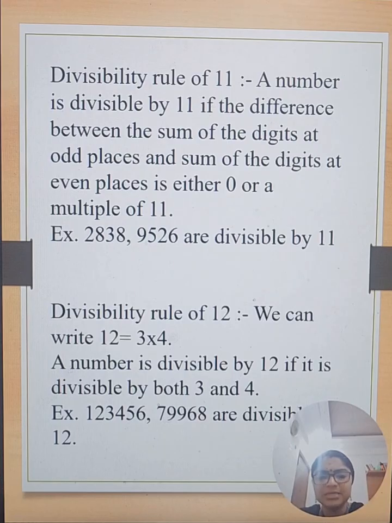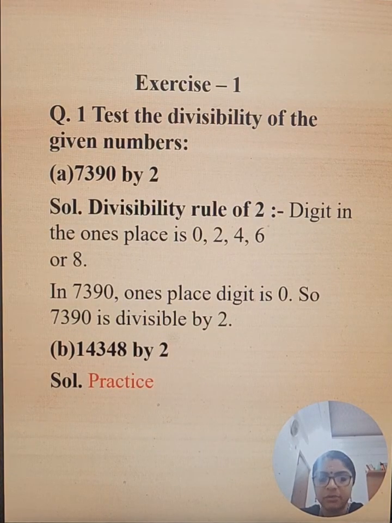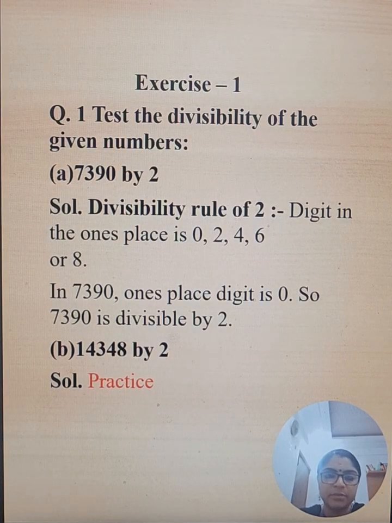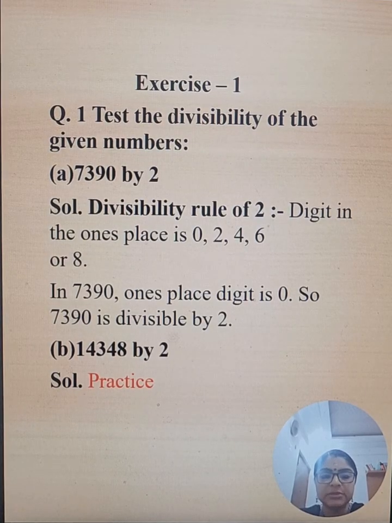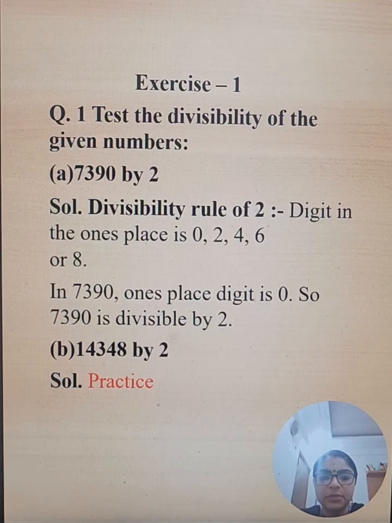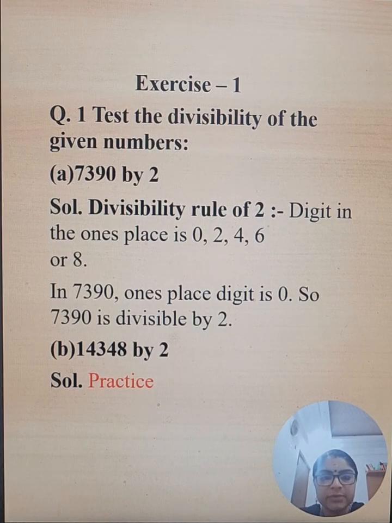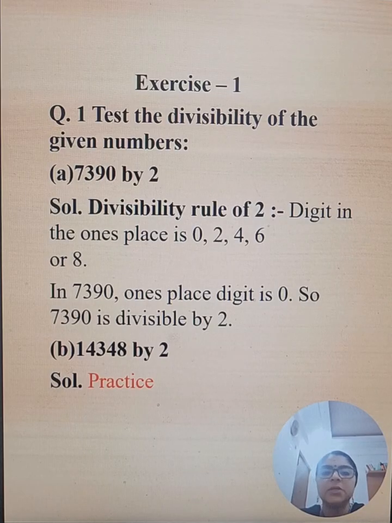Now we can see some problems related to that. Whatever divisibility rules we have seen, you will be clear about them. First, the question is to check the divisibility of the given numbers. The first subpart is 7390 by 2. You have to check whether the number 7390 is divisible by 2 or not. So, what is the rule telling? If the ones place of the given number is 0, 2, 4, 6 or 8, then we can tell it is divisible by 2. So in 7390, the ones place is 0. So we can tell it is divisible by 2.